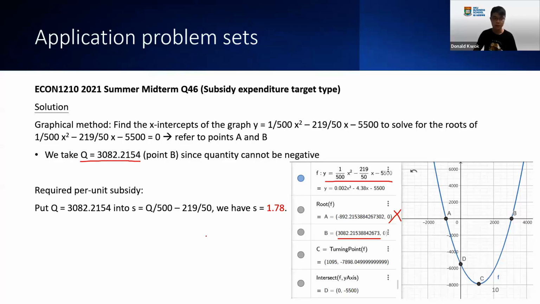Last but not least, we need to find the per unit subsidy required. Just plug this new quantity back into the subsidy wedge expression that we derived in the previous slide. Then we are able to find that the per unit subsidy is $1.78. Okay, so this is how we deal with the subsidy expenditure target.